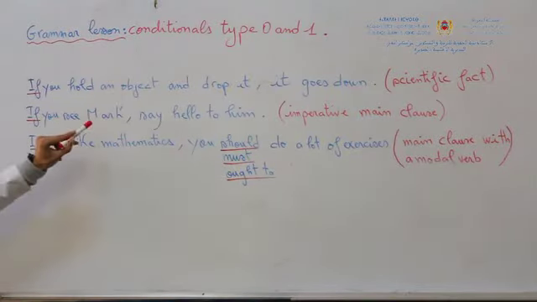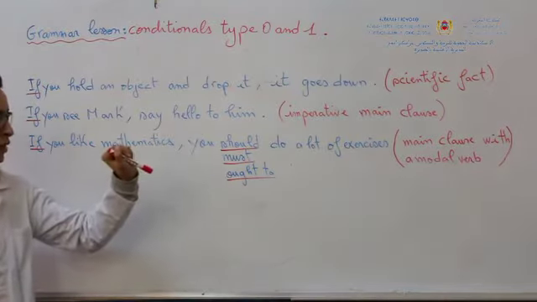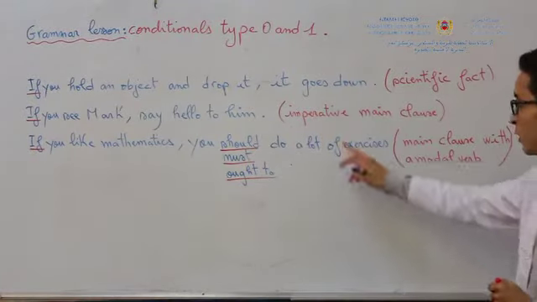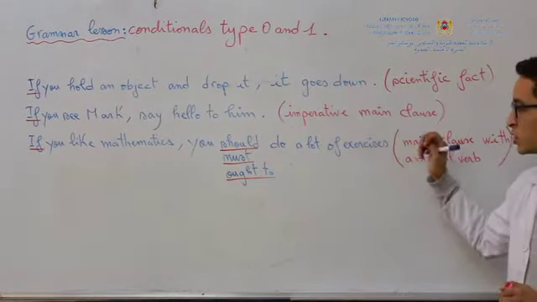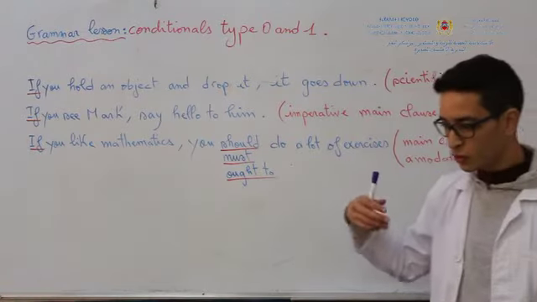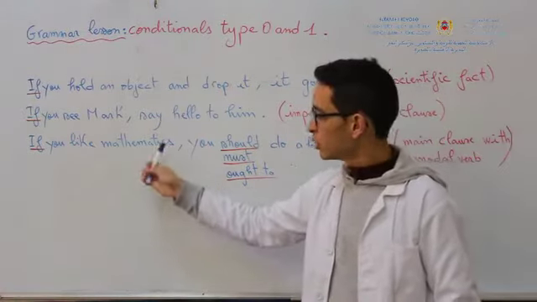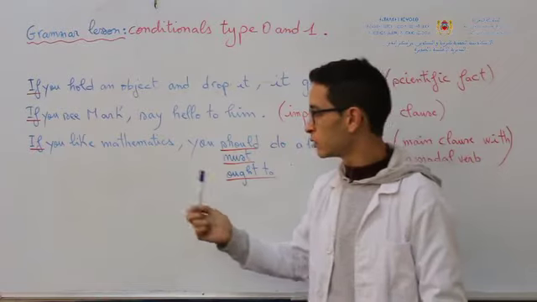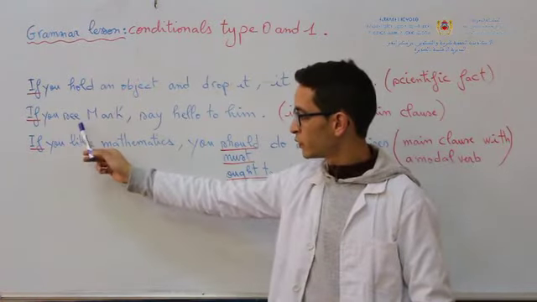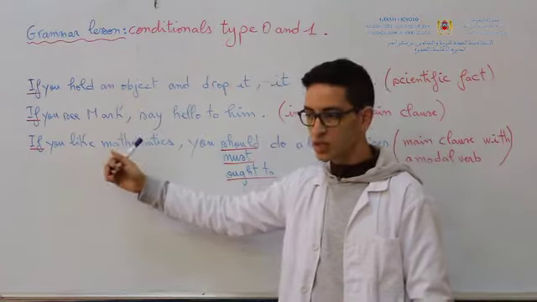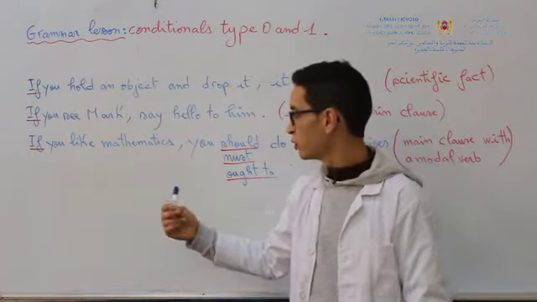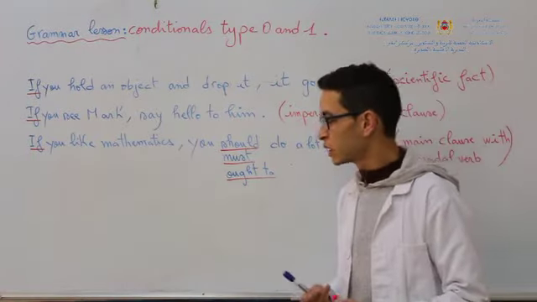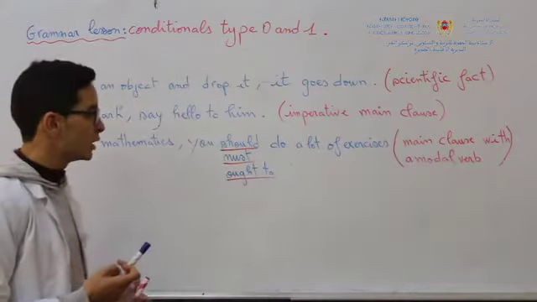If you see Mark, say hello to him. As you can see here, between parentheses, I have written an imperative main clause. If you want to order someone to do something, you can make a hypothetical conditional sentence. Here the first verb is conjugated in the present simple. If you see Mark, what do you have to do? Say hello to him, or send him my message, or something like that. So this is also possible in English.